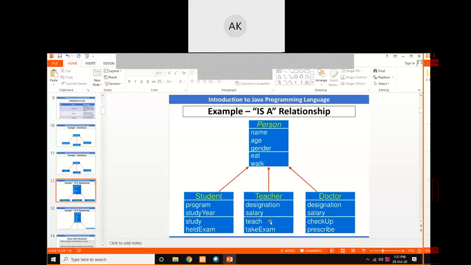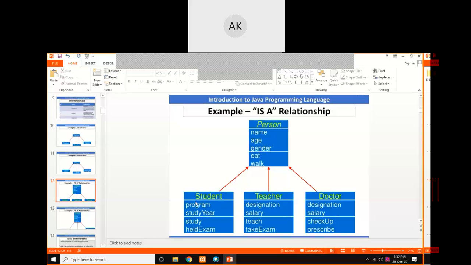If you go through this diagram, one thing is quite clear: person is your parent class, and from person we are deriving the student, the teacher, and the doctor. For this particular box, the class name is person, the data members are name, age and gender, and the member functions are eat and walk. This student is derived from the person. So in the relationship between the student and the person, the person is the parent class and the student is derived from the person, so student is my child class.